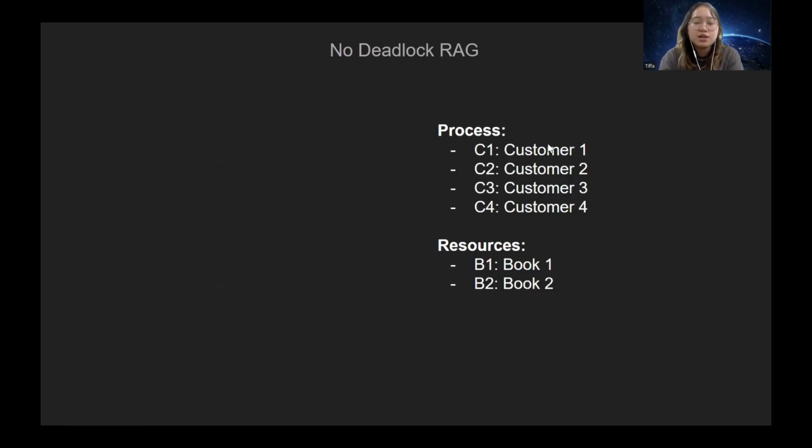So for the RAG, we took two conditions using the book lending system, one with deadlock and the other without deadlock. In the graph I'll be showing now, there are a total of 4 processes and 2 resources, with each resource being able to be lent by 2 processes. For the implementation, we have customers as the processes, C1 for customer 1, C2 customer 2, C3 customer 3, C4 customer 4. And for the resources, there are 2, B1 for book 1, B2 for book 2.